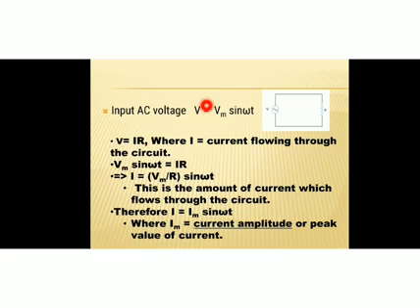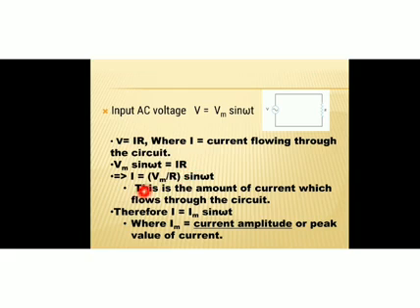Now, what is the input AC voltage? This voltage is the input AC voltage, and you know how we can express AC voltage: AC voltage is Vm sin omega t. And as per Ohm's law, we know that V equals IR, where I is the current flowing through the circuit. Here in the case of the AC circuit, our V is Vm sin omega t. So just substitute V equal to Vm sin omega t in this equation, and you will get Vm sin omega t equal to IR.